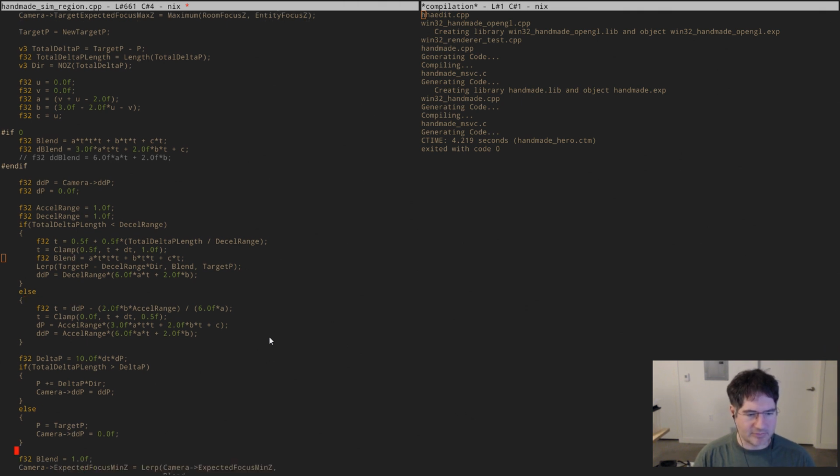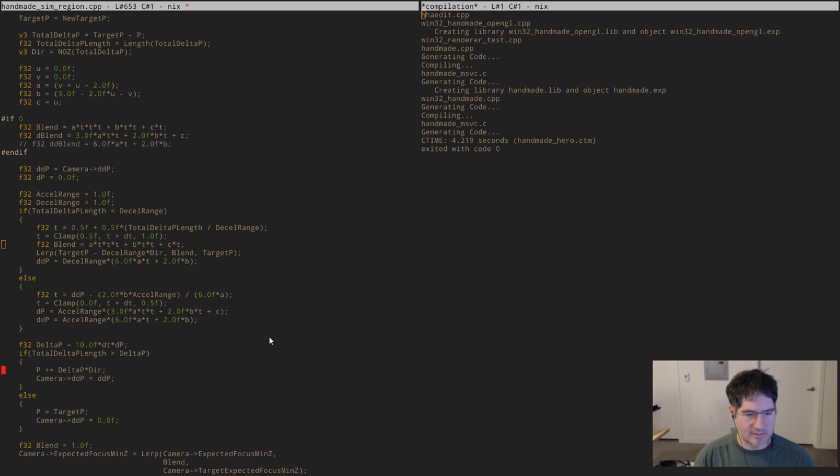But the DDP part of it, again, is just going to be this here. So looking at the acceleration range, if this is the acceleration range, this is how many units we want to accelerate over. You know what I mean? Then that's how that would work. And then down here, we would have 2 of these. In the acceleration case, you wouldn't have to do that. But in the deceleration case, you would, right?